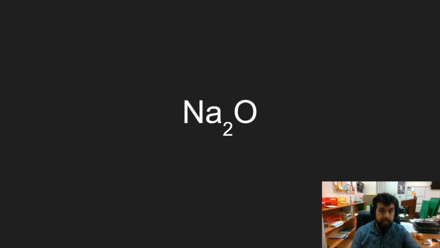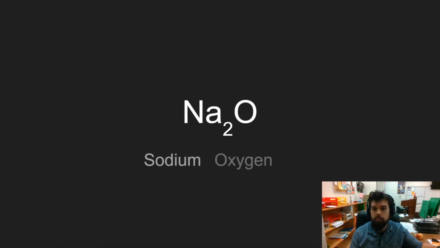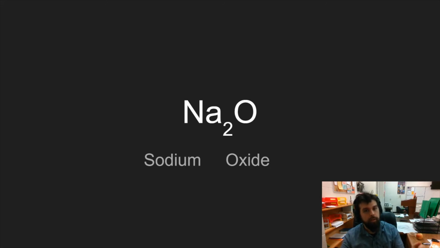So the next step is I write the name of both elements, sodium and oxygen. And then I write "ide" at the end of the name of the second element, sodium oxide. And I'm done. That's it. This is sodium oxide. I don't have to do that prefix stuff because my flowchart told me if there was a metal, I don't have to do that.